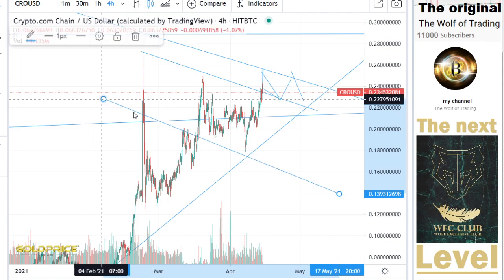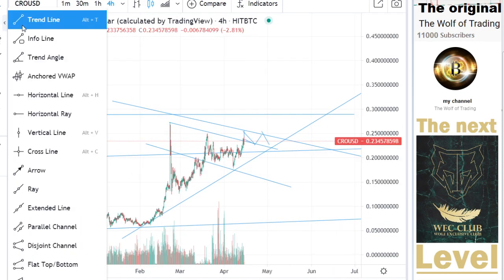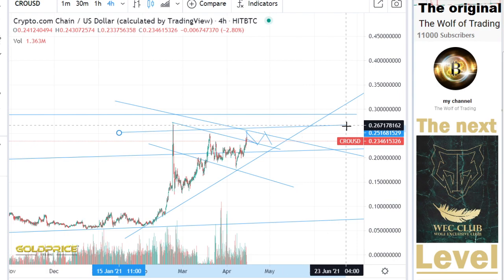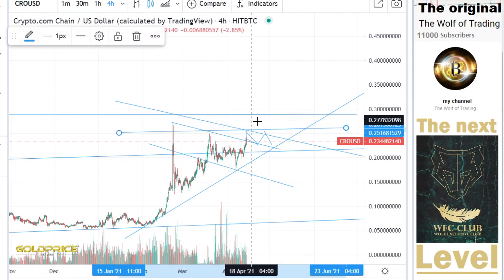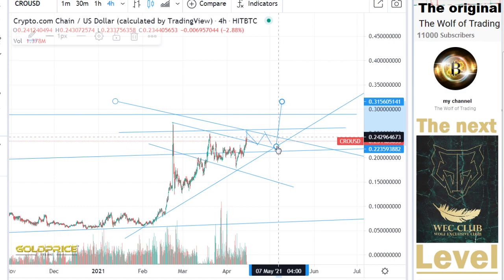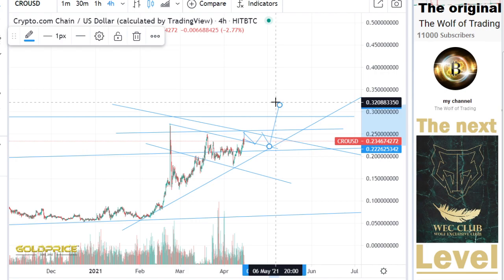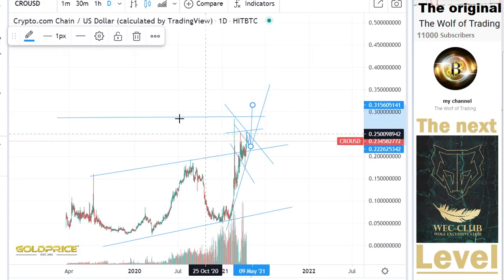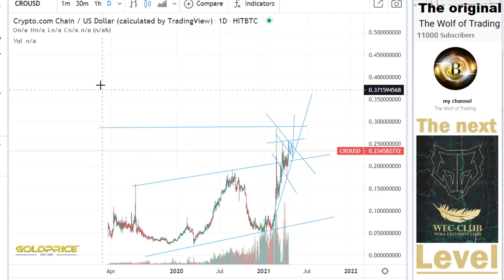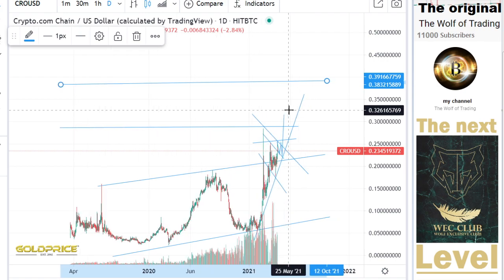Here, and that means if we can break this to the top side, then extreme moves are coming. Look, test this level one time, two times, three times, then going to the top side, and I think then we have a really, really good possibility to go to the top side. You see we also have resistance lines at these levels now. So I think the price will go big.